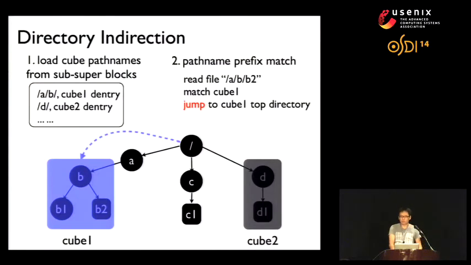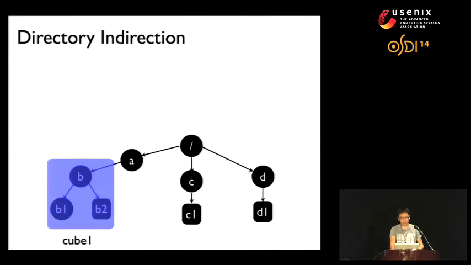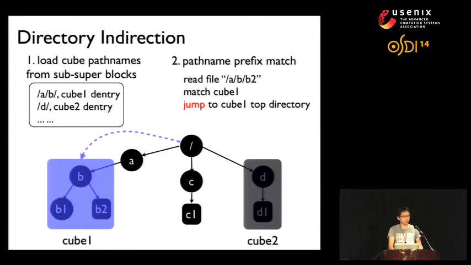At runtime, if we receive an IO request, say the user wants to read files /A/B and B2, we do a path name prefix match against all active cubes in memory. In this case, it will match cube 1. Then IceFS will directly jump to cube 1's top directory, B, and do the directory traversal from there. So any failure outside of this cube will not affect accessibility inside the cube.